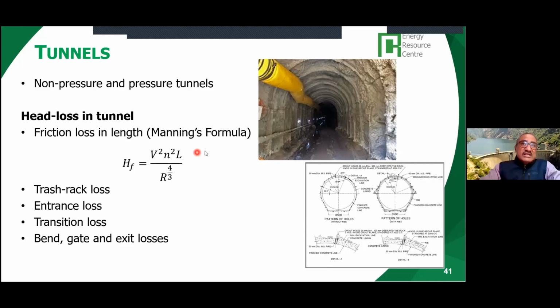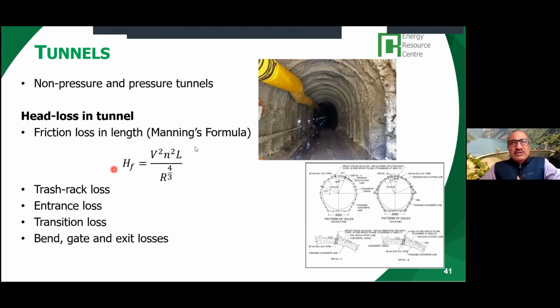When you transfer water through the tunnel, there are frictional losses. Okay, a very simple technique to calculate the frictional loss is given by the famous Manning's formula. The formula is V square n square L divided by R to the power 4 by 3. N is the Manning's roughness coefficient.